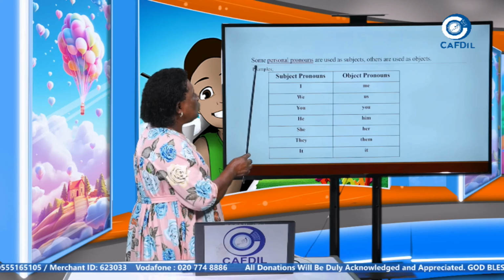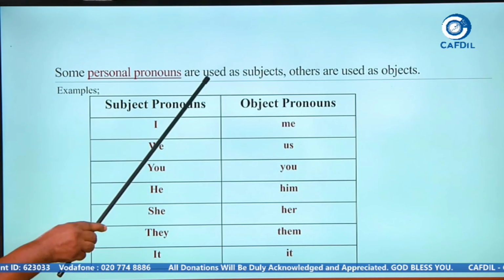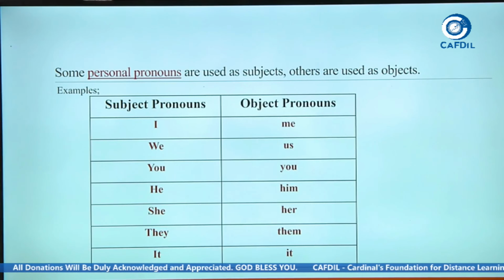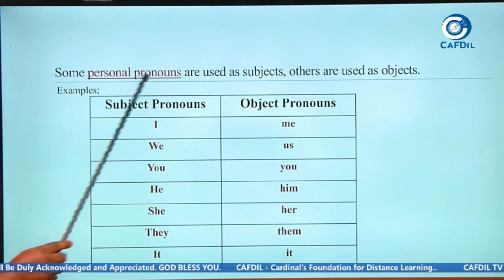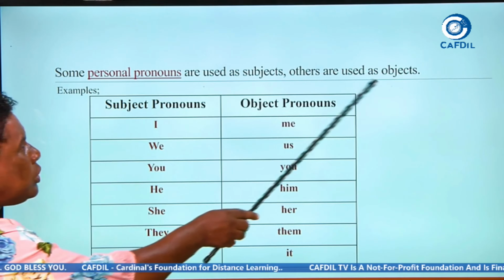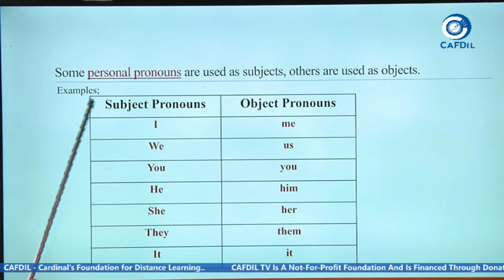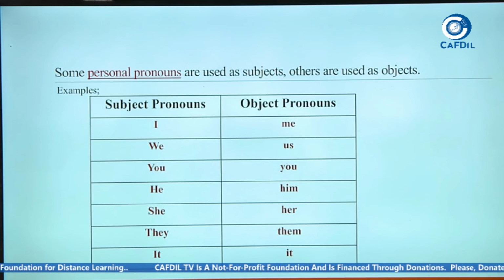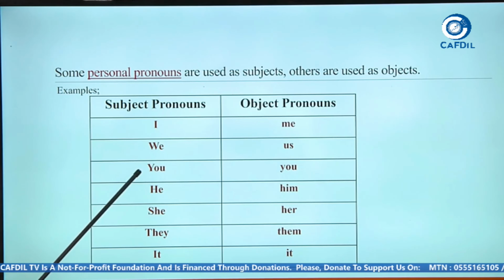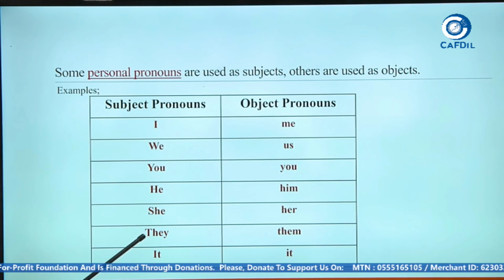Now, some personal pronouns are used as subjects. Others are used as objects. For example, we have subject pronouns here: I, we, you, he, she, they, it. All these are subject pronouns. The first person, the second person, and the third person pronouns.